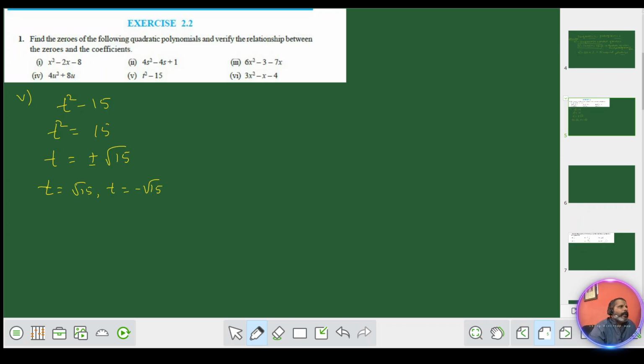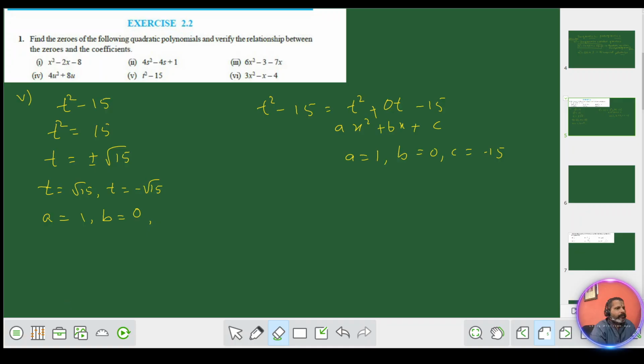Now we extract the values of a, b, c here. a is 1 because it is the t square coefficient. b is the t coefficient, but there's no t term in it. So we can write t square minus 15 as t square plus 0t minus 15. On comparing this with ax square plus bx plus c, we get a as 1, b as 0, c as minus 15. Just for your information, no need to write all these things in the exam. Clear?